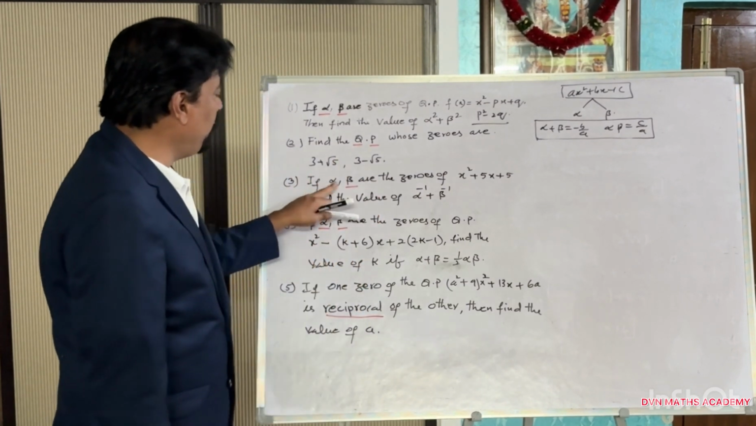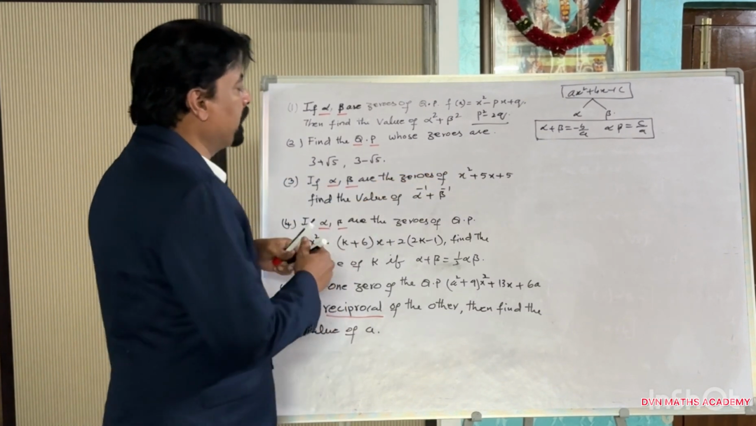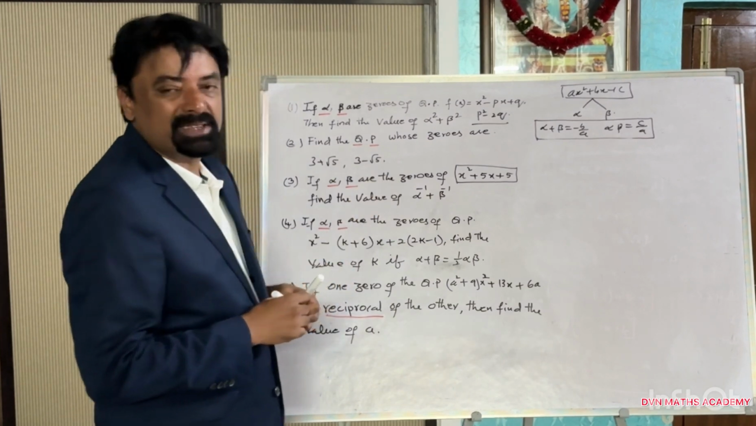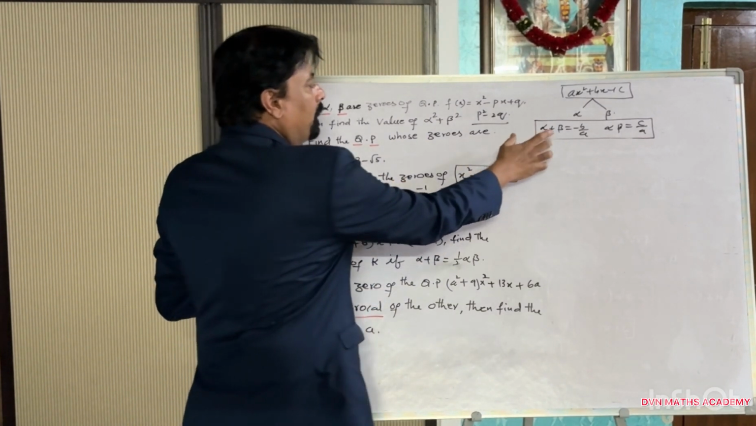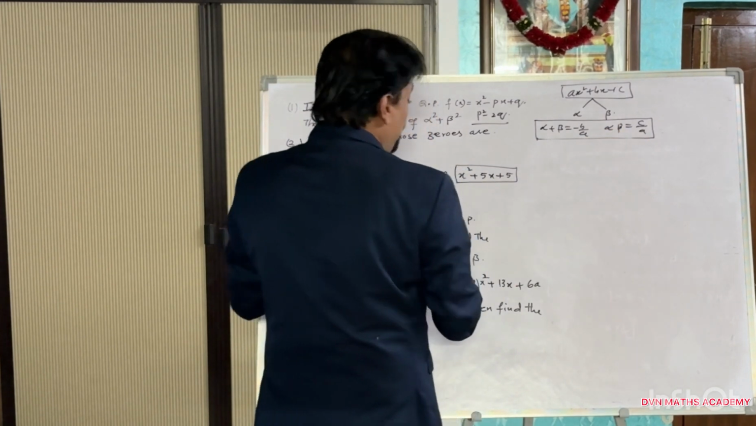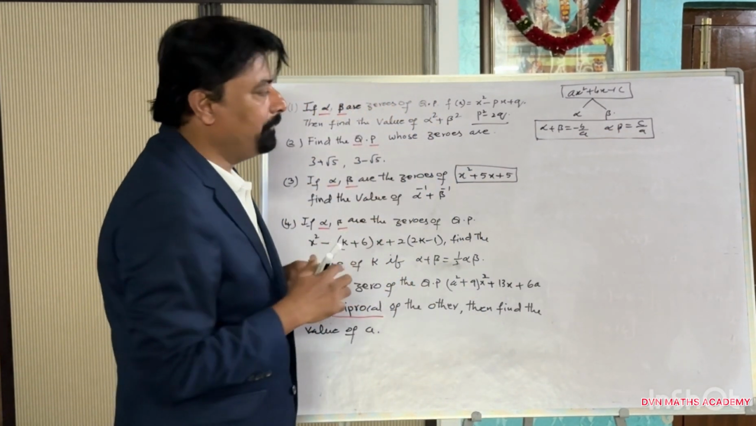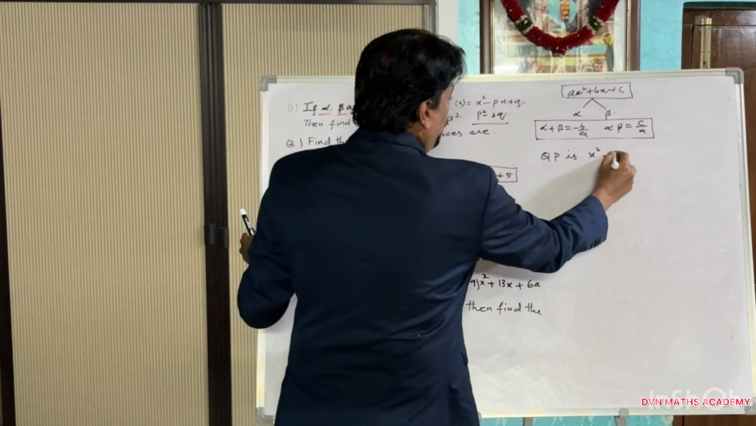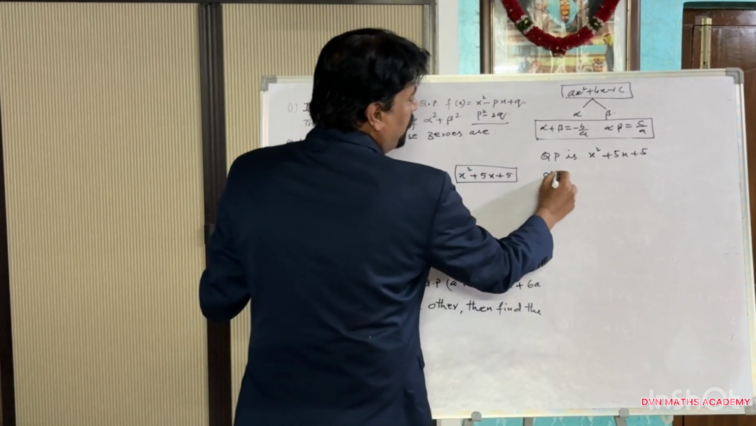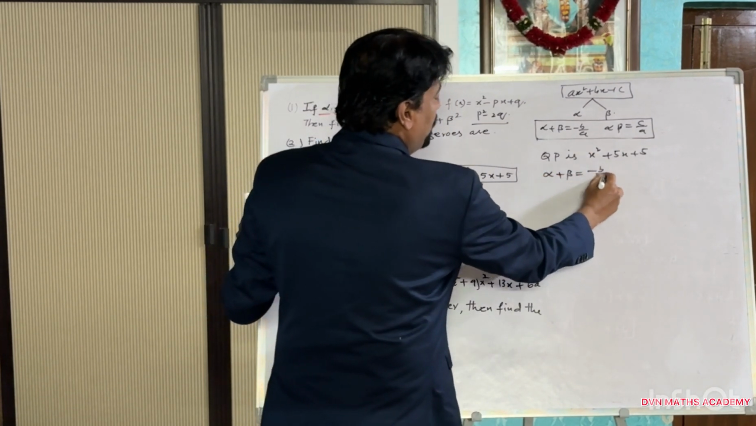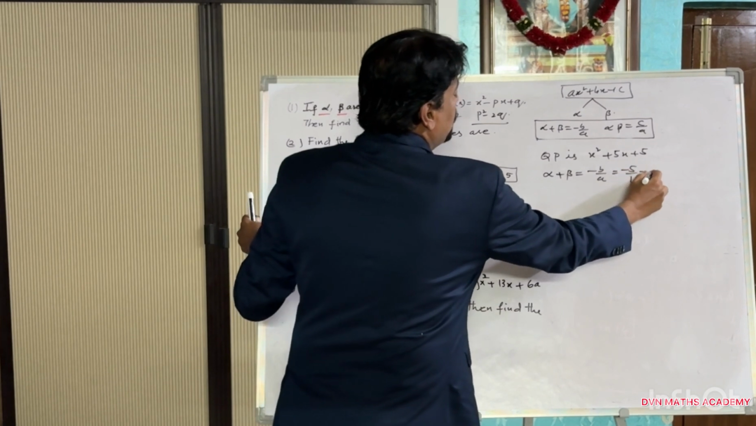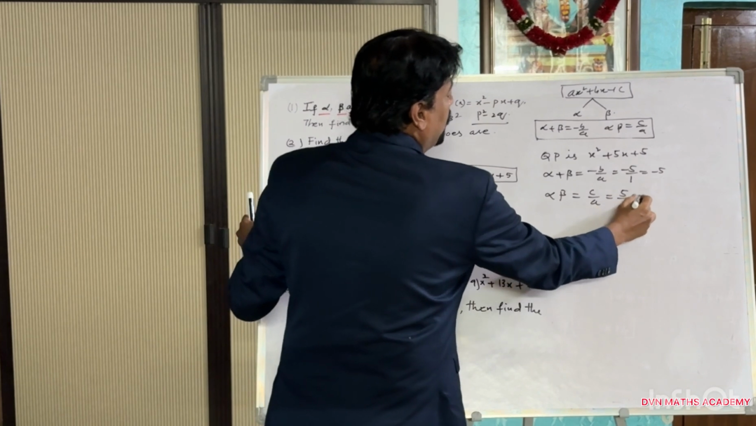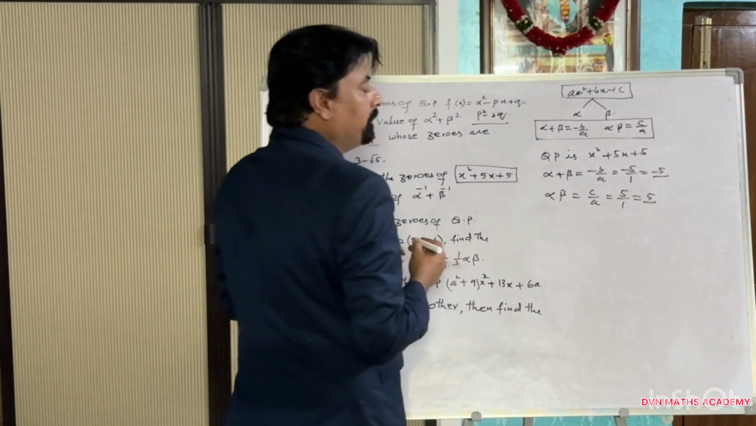Here in the third question, alpha and beta are the zeros of a quadratic polynomial, and he is asking to find the value of alpha inverse plus beta inverse. If you see this question, we know alpha plus beta and alpha into beta, but how can I find alpha inverse and beta inverse? Don't get confused. The given quadratic polynomial is x square plus 5x plus 5. By this we can find alpha plus beta. Alpha plus beta is minus b by a, that is minus 5 by 1, that is minus 5. And alpha beta is equal to c by a, that is 5 by 1, that is 5. So these two values we can find easily.